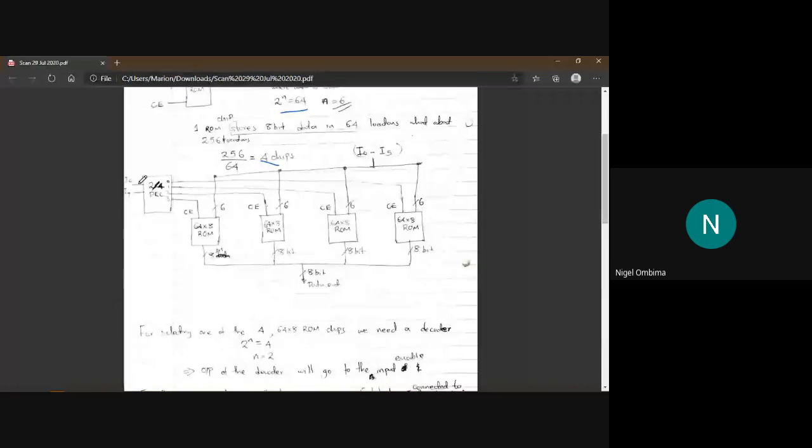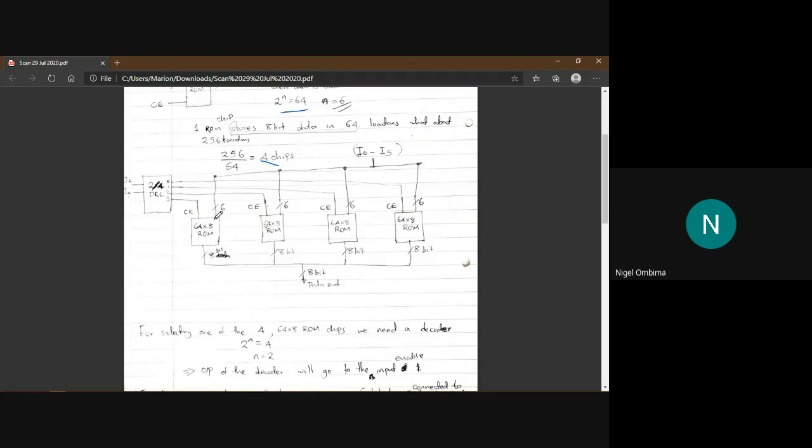And then the 2 inputs now, if it's 0, 0, it will select this fourth ROM. If it is 0, 1, this ROM, 1, 0, this one, and 1, 1, it will select this one.